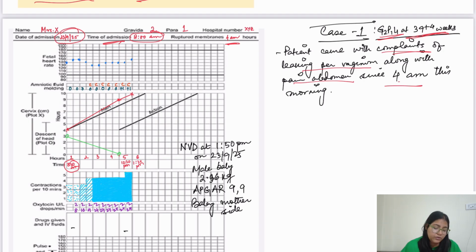Okay, so the labor progressed normally, and in this section you can see the contractions. Initially it was mild and then oxytocin was started, then it became moderate and then good contraction, and the patient delivered at 1:50 p.m. Here you can see by 1:30 p.m. she was fully dilated, and then by 1:50 p.m. she delivered a male baby, this many kg, Apgar, and baby is on the mother's side. Okay, so this is how it will be plotted. Here BP and pulse will also be plotted in your final graph. So this is how the case will be given to you when you need to interpret.